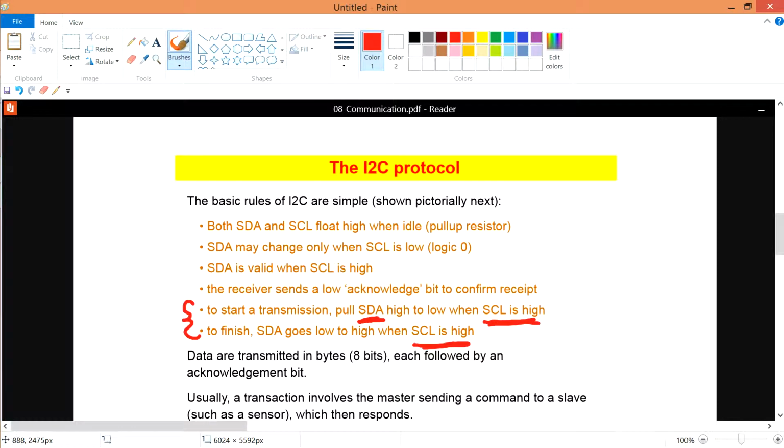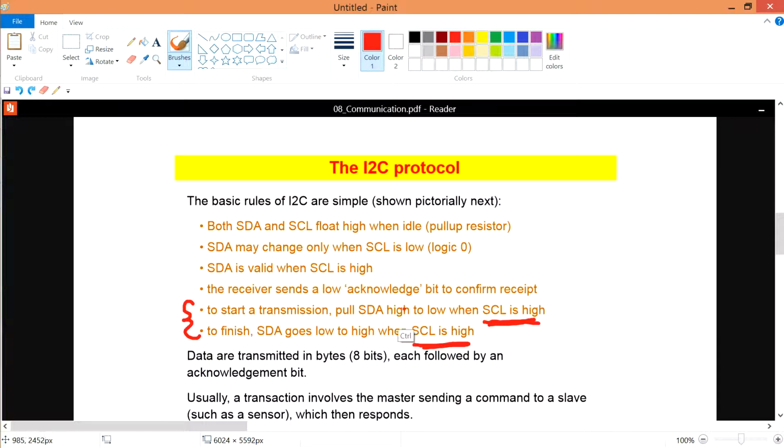So therefore, if you want your data to start transmitting or finish transmitting, you require your clock to be high. When your clock is high, the clock will tell you that okay, I'm starting to count how many data you are sending. So this SCL being high means that when your clock is running, the system knows, okay, I'm starting to count how many times you need to send your data from one place to another.